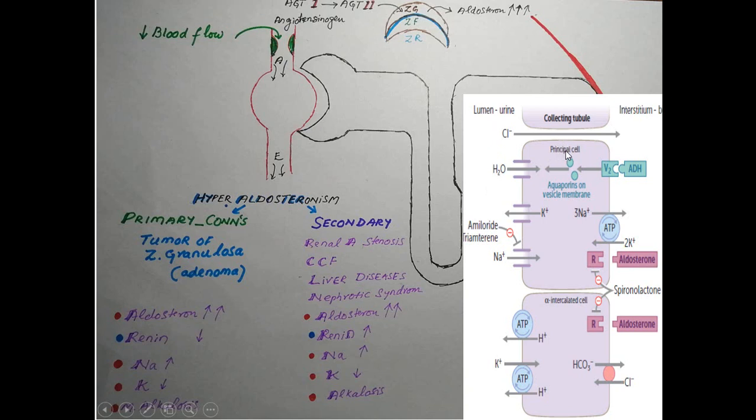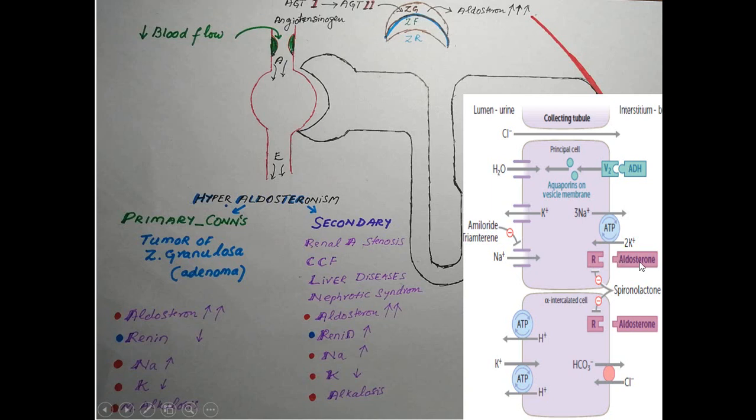This is the principal cell. In the principal cell, although ADH also has an effect on this cell, here on the basolateral surface you have the sodium potassium pump. Here we have the receptors for aldosterone, and we have the epithelial sodium channels, the ENaC channels. Here are your epithelial sodium channels.